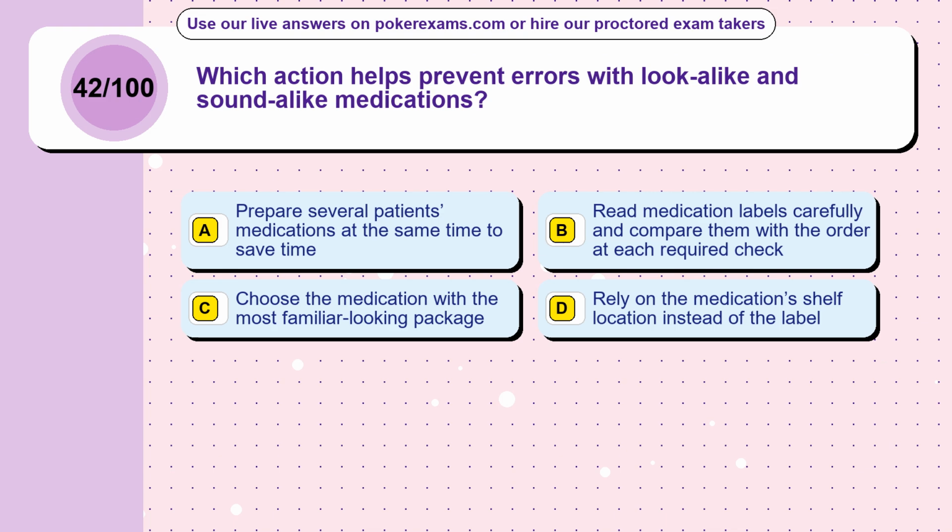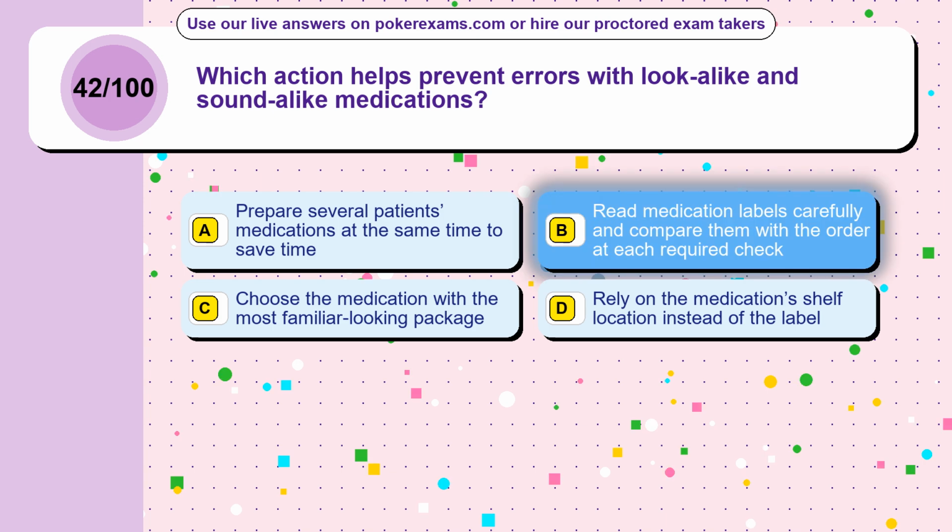Question 42. Which action helps prevent errors with look-alike and sound-alike medications? Option A. Prepare several patients' medications at the same time to save time. Option B. Read medication labels carefully and compare them with the order at each required check. Option C. Choose the medication with the most familiar-looking package. Option D. Rely on the medication's shelf location instead of the label.